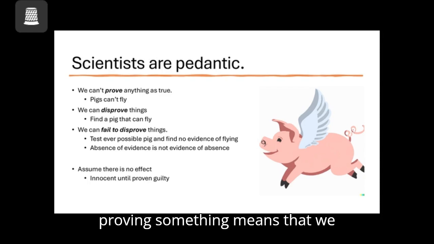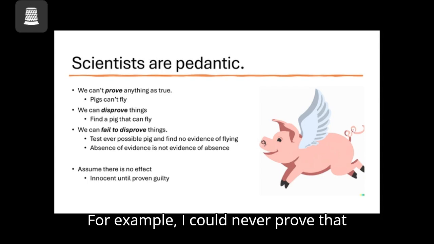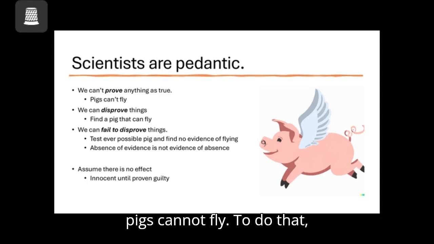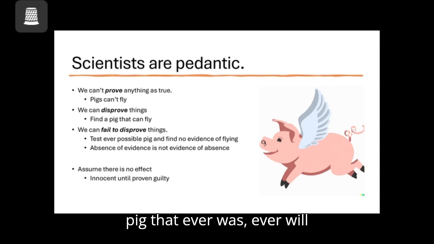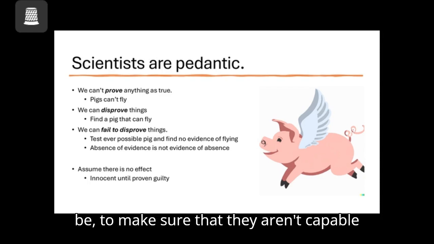And this is because proving something means that we know 100% that it is absolutely true. For example, I could never prove that pigs cannot fly. To do that, we would have to evaluate every single pig that ever was, ever will be, to make sure that they aren't capable of flying.